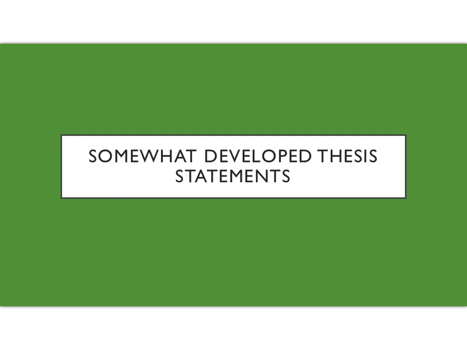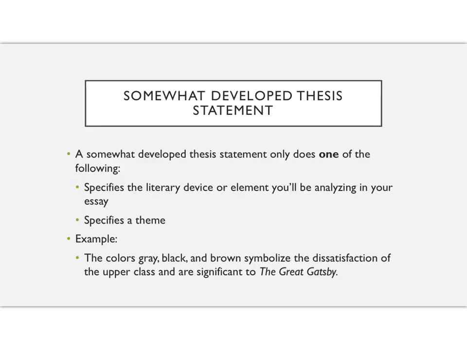The next thing that we're going to look at is an example of a somewhat developed thesis statement. This is a thesis statement that's in the works. It's on the right track, but it's not fully there yet, and we're going to be looking at why it's not fully there, and also what it's doing well. So the example of the somewhat developed thesis statement, that example again is at the bottom, and it reads, "The colors gray, black, and brown symbolize the dissatisfaction of the upper class and are significant to The Great Gatsby."